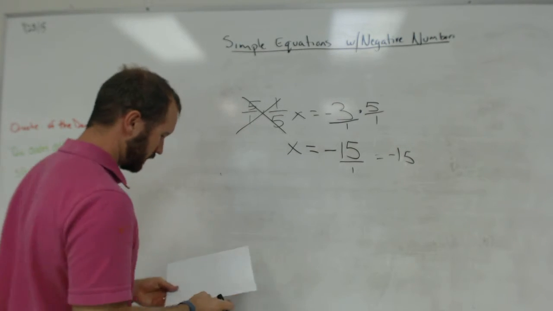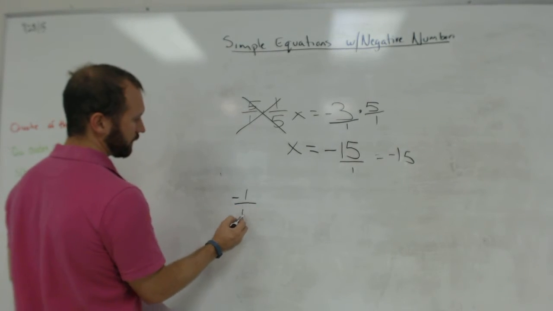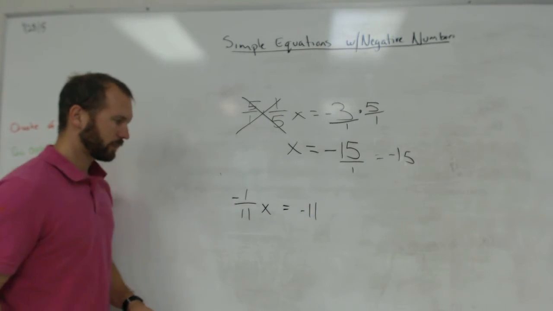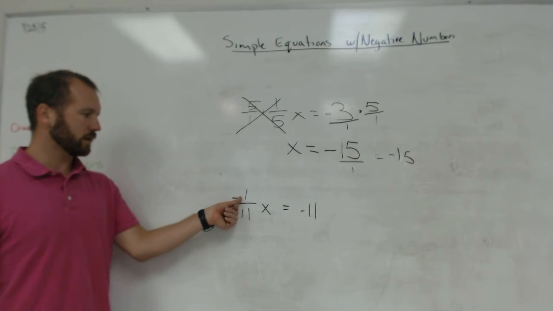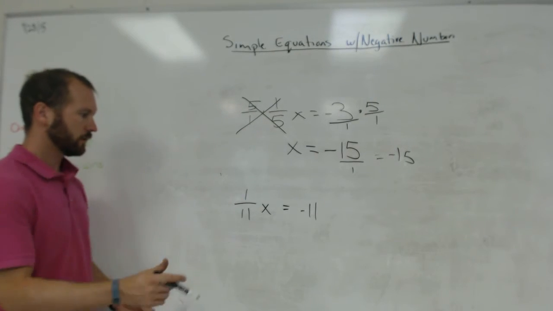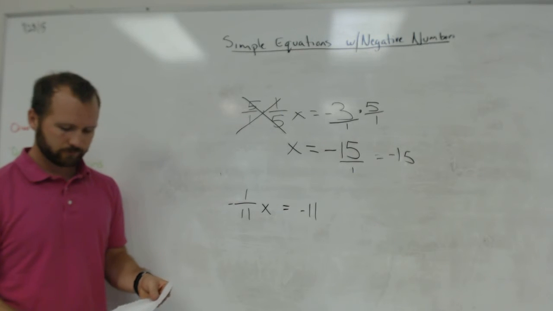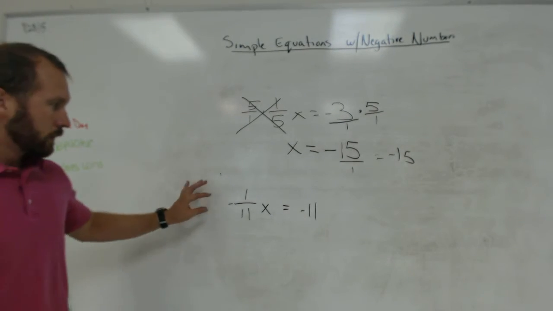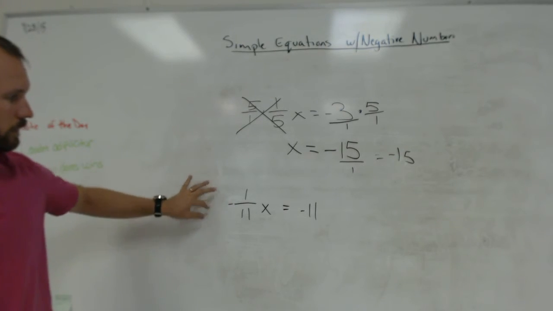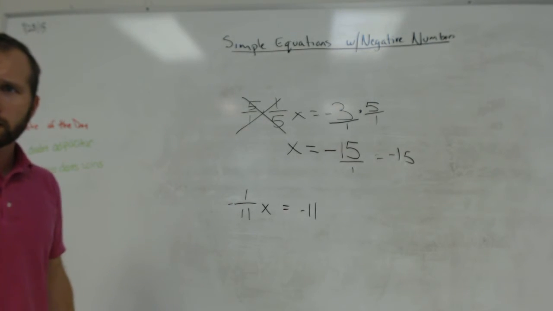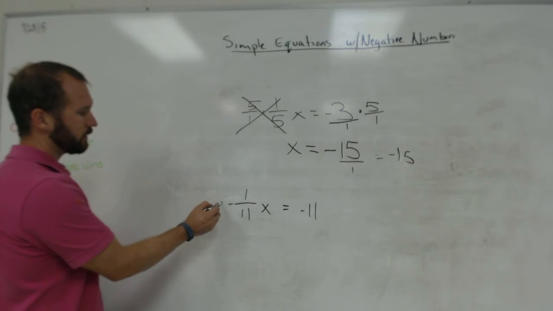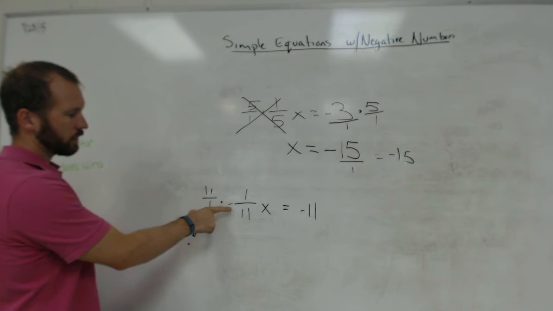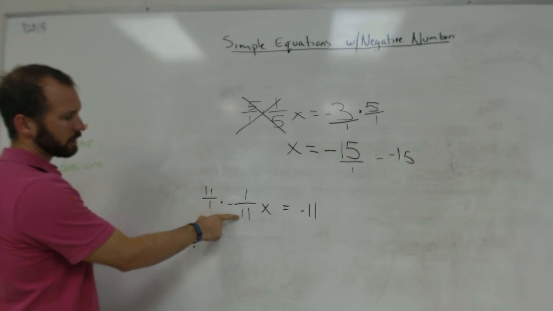And let's do one more. Negative 1/11 x equals negative 11. How am I going to get rid of this negative 1/11? I'm going to put the negative in front. You divide by, or you multiply by 11 over 1. Okay, does everyone agree with that? Multiply times 11. I agree with it, but there's one more thing that I need to get rid of here. This will get rid of the 11.